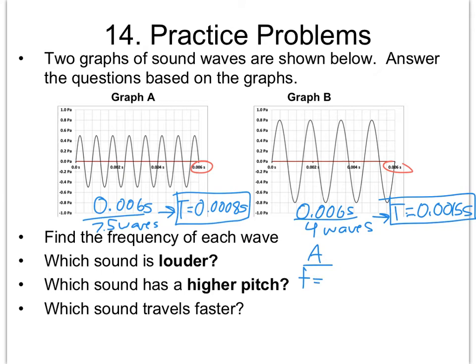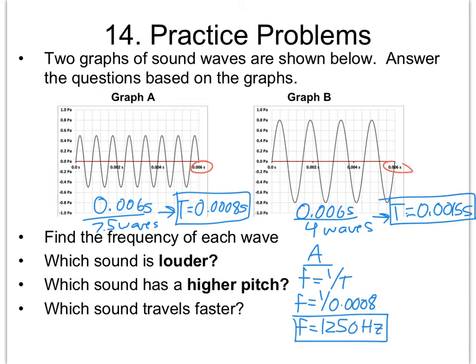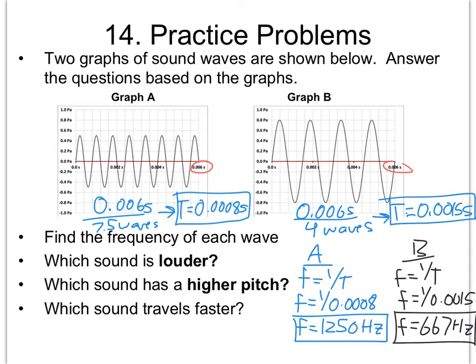So the frequency for A is going to be 1 over that period, which is 1 over 0.0008, and so we end up getting a frequency of 1,250 hertz. And then for B, we have a frequency here, which is 1 over the period, and we end up getting 1 over 0.0015 for a frequency of 667 hertz. The next question we're asked is which sound is louder?